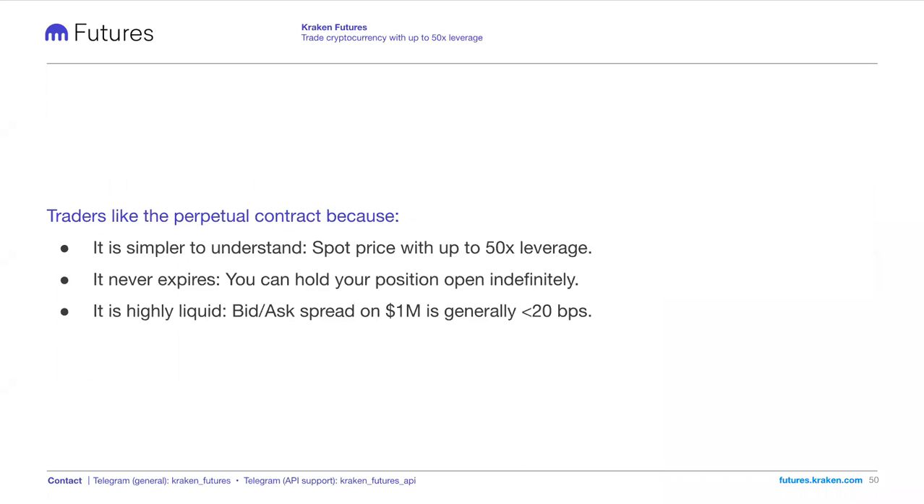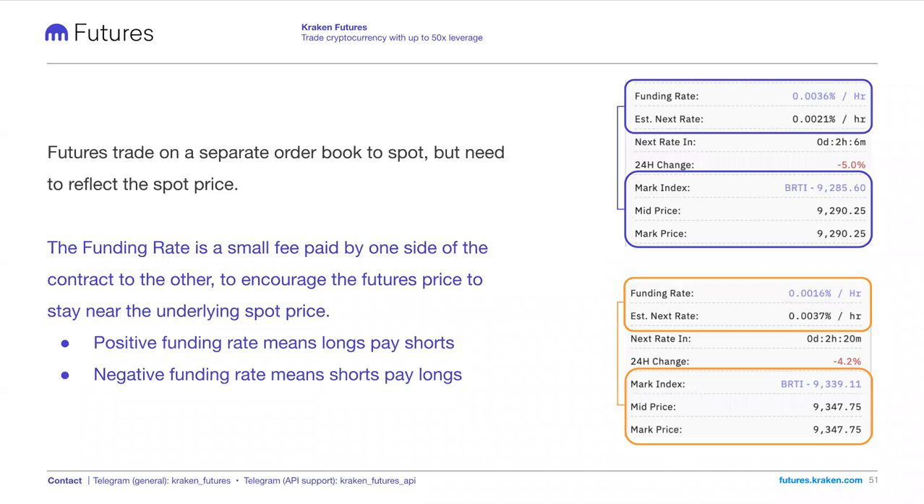The other thing that's nice is it never expires. The fixed maturity contracts will expire at the last Friday of the month or quarter. The perpetual futures contract, you can leave the position open for as long as you'd like. And it's highly liquid. Because the majority of volume is in the perpetual contract, the bid-ask spread on $1 million is generally less than 20 basis points on our exchange. That means you can go in with quite high volume and not move the price very much at all. So it lets people go in and out with large size very quickly.